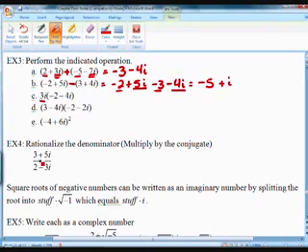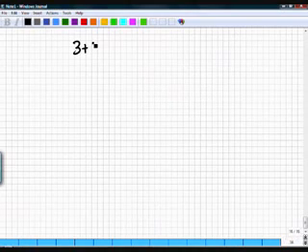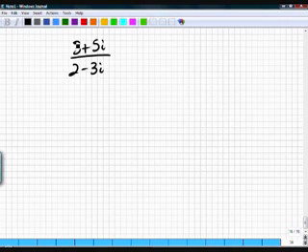So all you've got to do to get rid of an i on the bottom, and again, really technically what you're doing here, you're actually dividing those. 3 plus 5i divided by 2 minus 3i, and we're going to get a single complex number. 3 plus 5i over 2 minus 3i, is that right? So we're going to multiply top and bottom, and make sure that you FOIL it. Multiply top and bottom by 2 plus 3i.